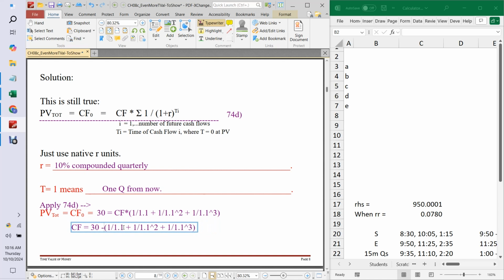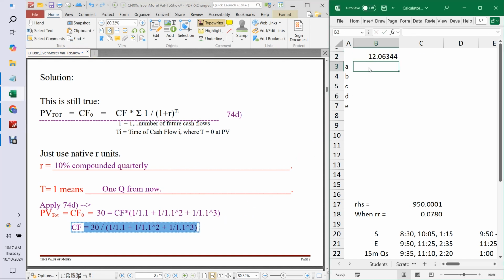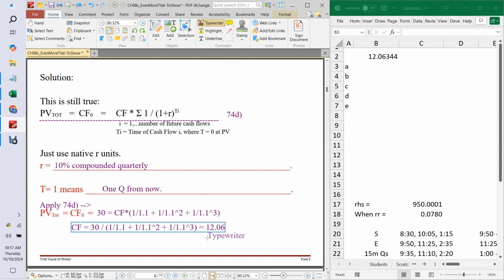through the awesome power of algebra, once again, 30 divided by this big mess. And let's see what we get for that. All right, and we get, shockingly, $12,060. And that's the same amount we got with the annual pay lender. So clearly, this is a better deal for Mr. Small Net Worth. He's done with this in 3 quarters.